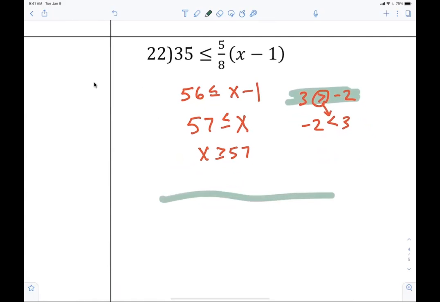So greater than or equal to 57. So what kind of dot? Closed. And going which direction? To the right. Yes.